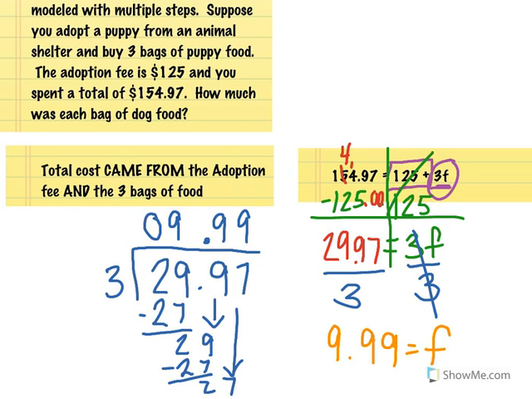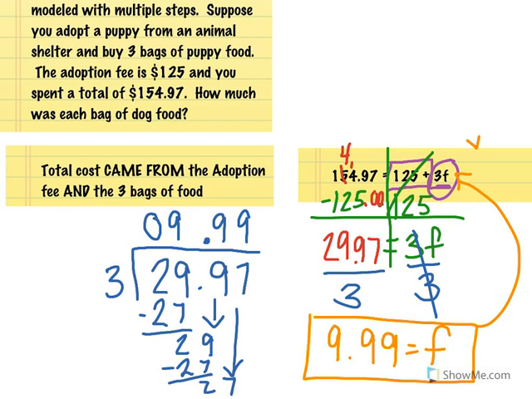And I can check my answer when I plug in 9.99 where this F is. I have it equal on both sides. I would have $154.97 on each side of my equation, and that is equal, so we're good. Let's try another example.